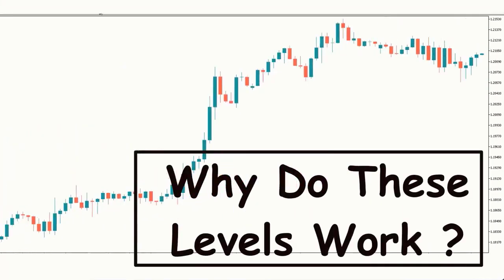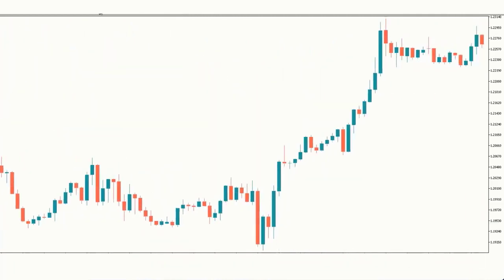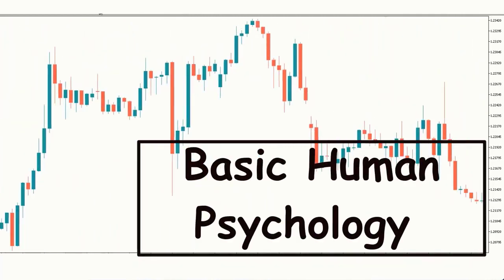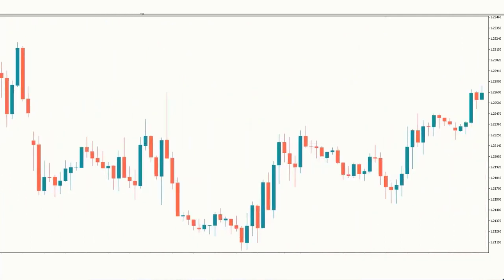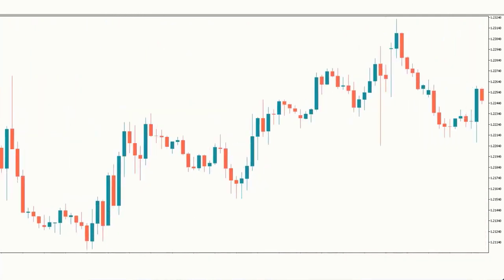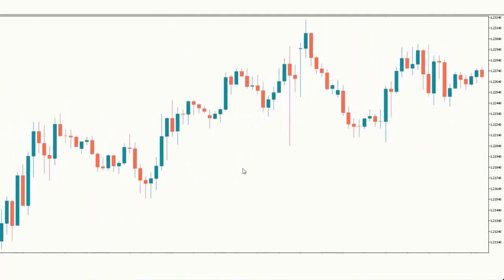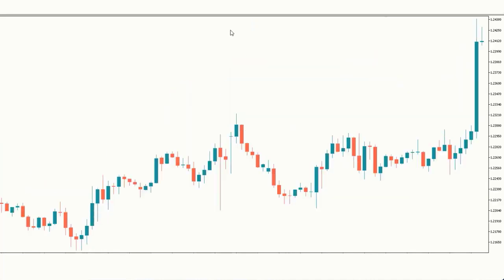The question is, why do these levels work? The answer is basic human psychology. Behind these charts there are real traders like you and me. And all humans have greed and fear. These emotions of greed and fear are what make support and resistance so powerful.